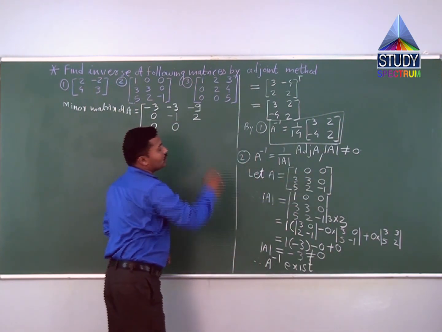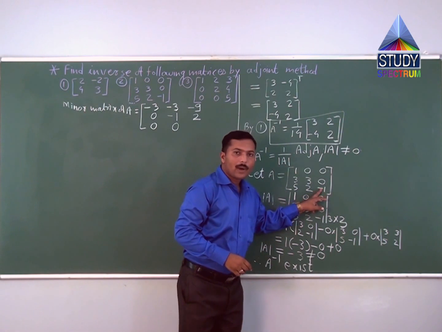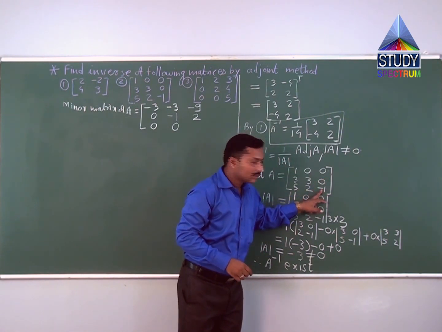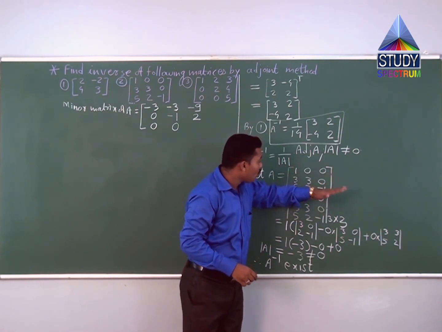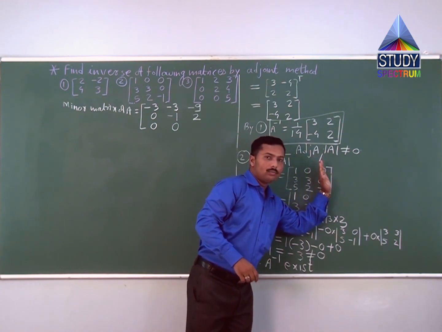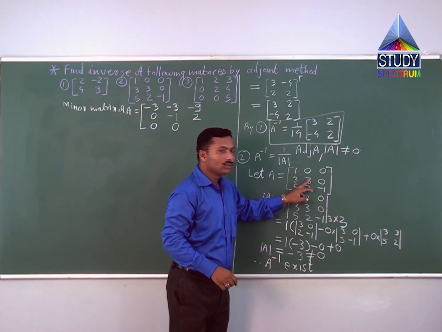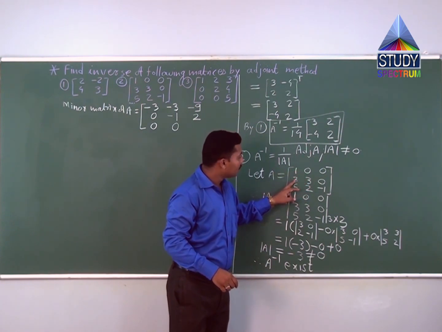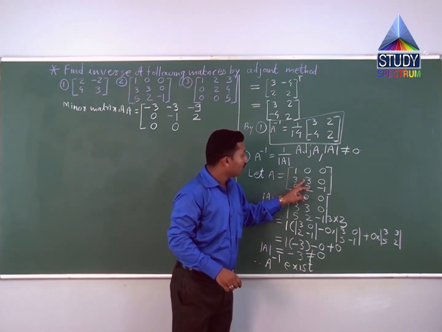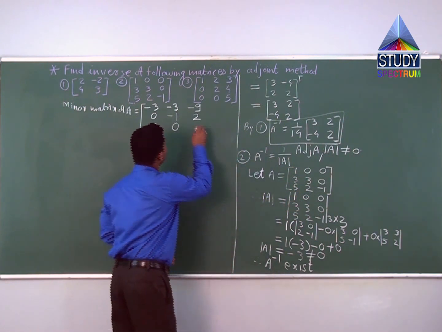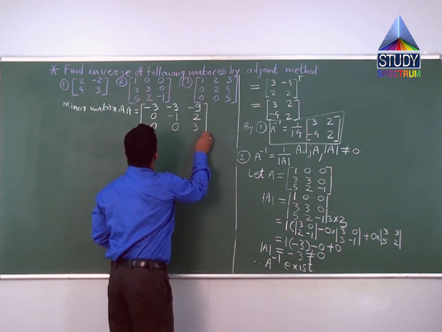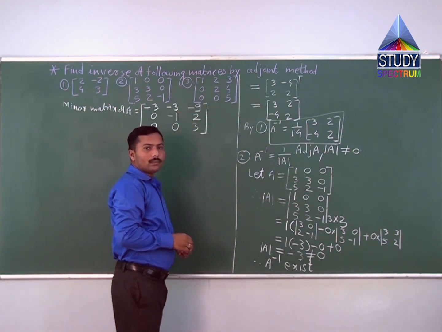again 0. We find the minor of the last number, minus 1. So delete the row and column passing through this number minus 1. So 1 into 3, 3, minus 3 into 0, 0, 3 minus 0, 3. So this is our minor matrix of A.